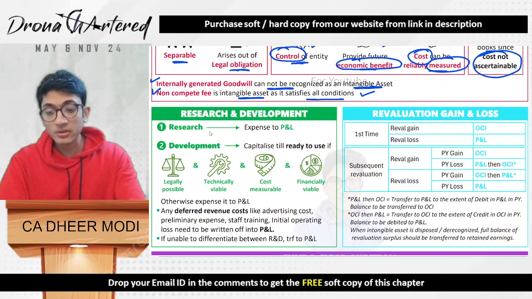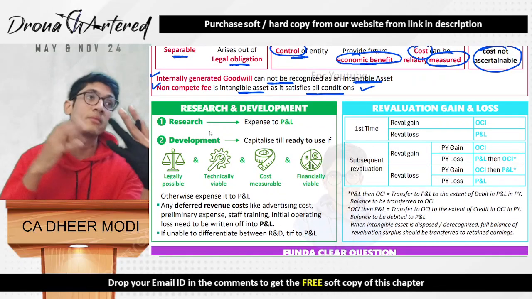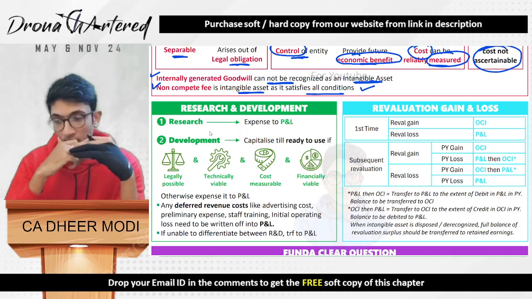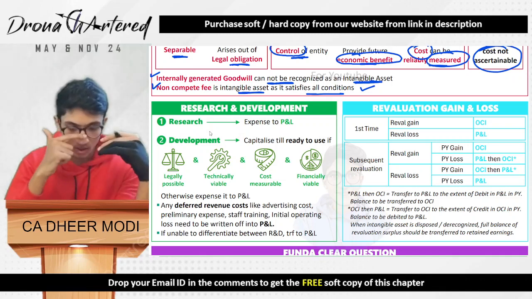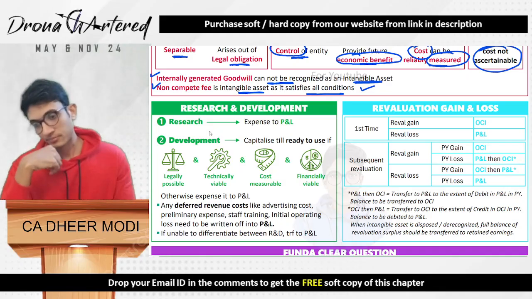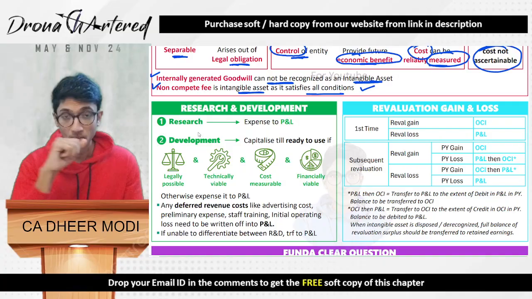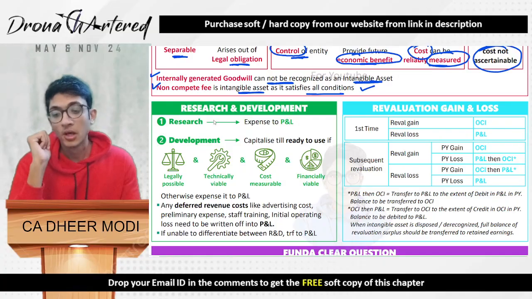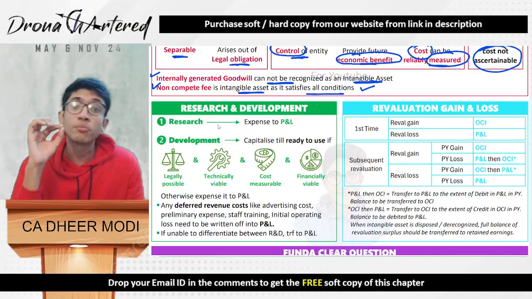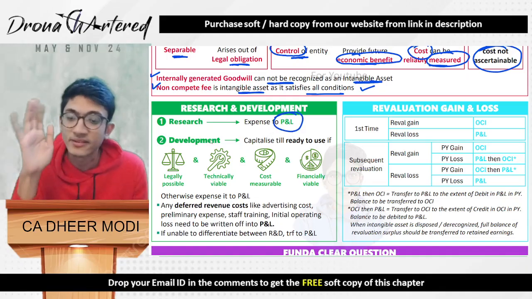Okay, coming to certain expenses, that is research and development expenses. Say for example, when you're making software or a chemical formula, you'll have to do some research, you'll have to do some development. So basically research is the theoretical part and development is the practical part. Any expense that you put towards research will be sent straight to P&L. It will be expensed to P&L.